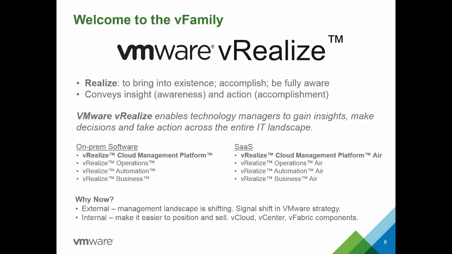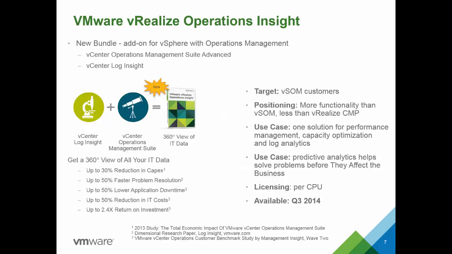So for example, the same ones that we have on the on-prem side, we are now going to have them offering as a service out on our vCloud Air instances. So again, you're going to have a vRealize Cloud Management Platform Air, vRealize Operations Air, vRealize Automation Air, and vRealize Business Air. So you can see that we're really trying to build out our as-a-service offerings out on vCloud Air to match the products that we have for on-premise as well.